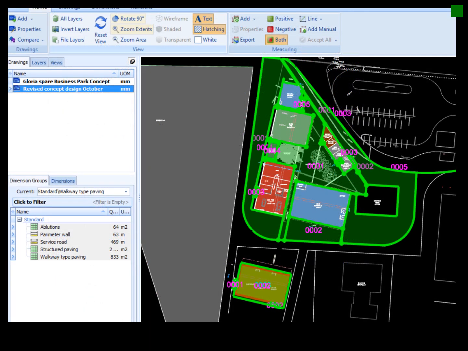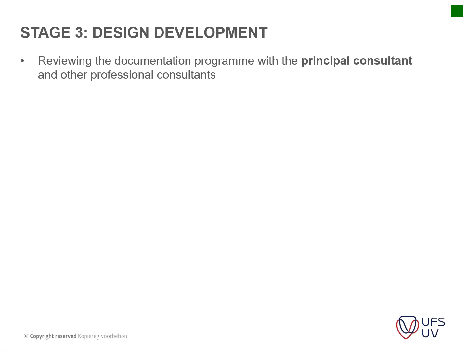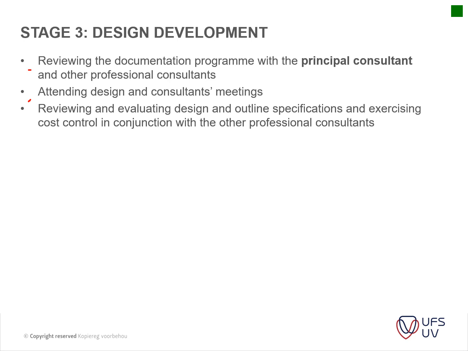Okay, and this is just the square meter calculations or measurements that was done. Okay, and then we get to the design stage, and this is where the meat is actually put onto the bones. Again, review the documentation and program, attend the design meetings again, review, evaluation the design layout.